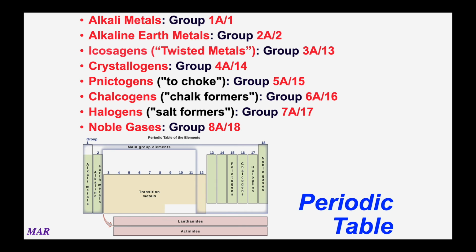Group 5A, pnictogens, is another name hardly anybody uses. That apparently has something to do with to choke. Phosphorus, arsenic, stuff like that, bad news. Chalcogens, chalk formers, are in group 6A. Again, that's an informal name too. Oxygen, sulfur, selenium, etc. Now, another one I do want you to know, halogens. Halogens is group 7A. That's chlorine, bromine, iodine, fluorine. Very important. And the noble gases in group 8A are also important too. Those are on the far right. So please know alkali metals, alkaline earth metals, halogens, and noble gases, but the rest of them you can totally ignore.